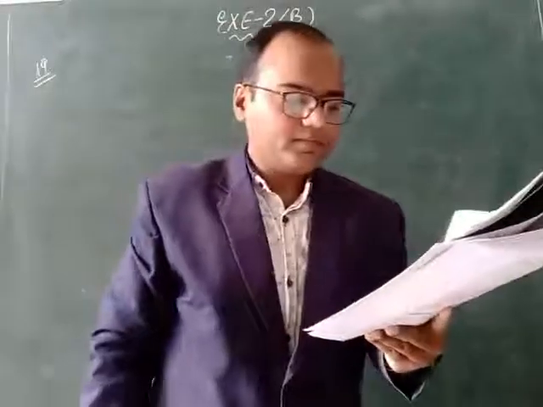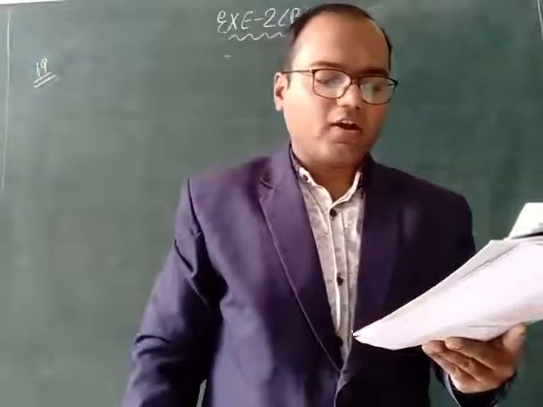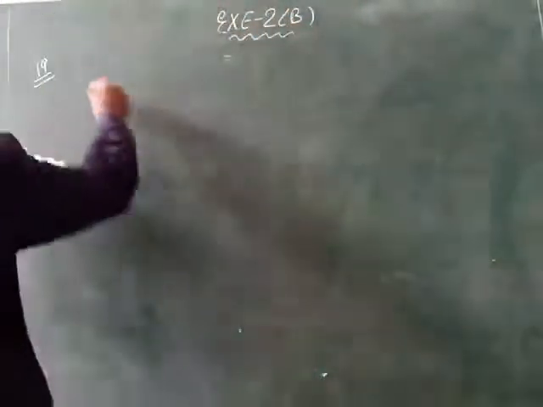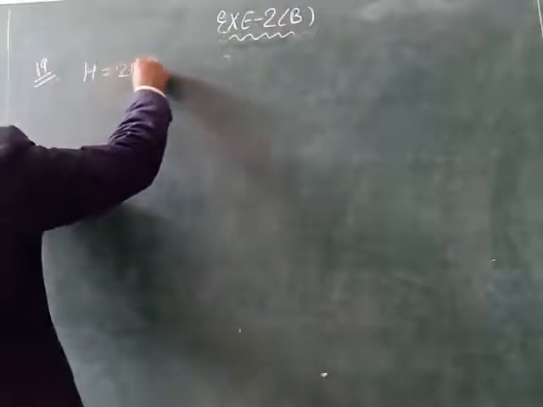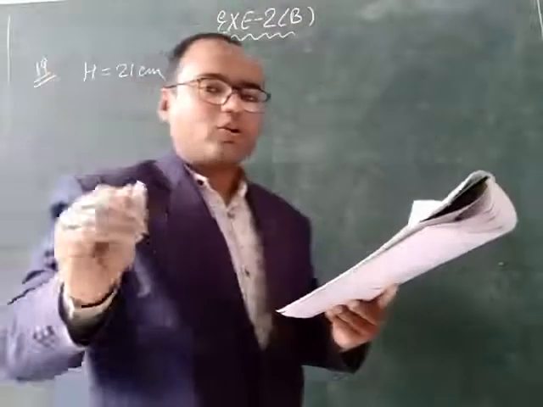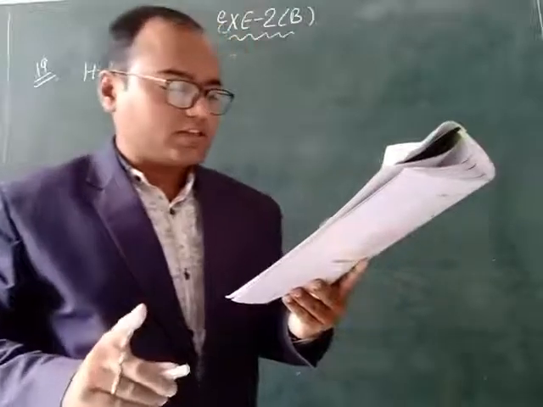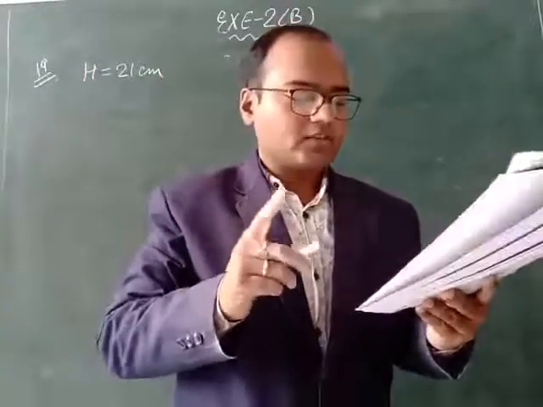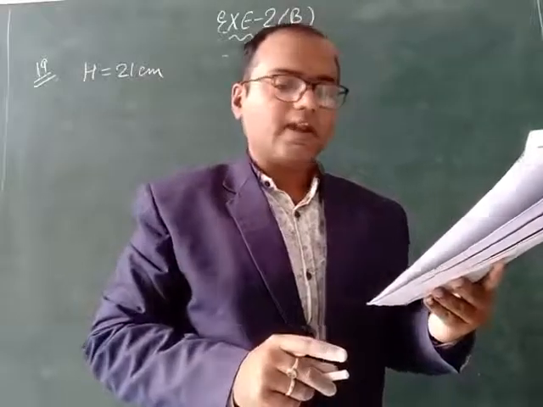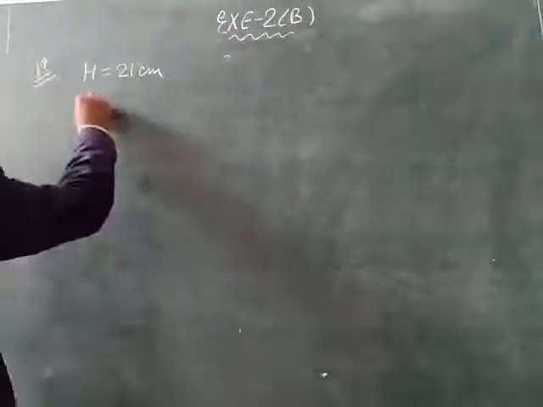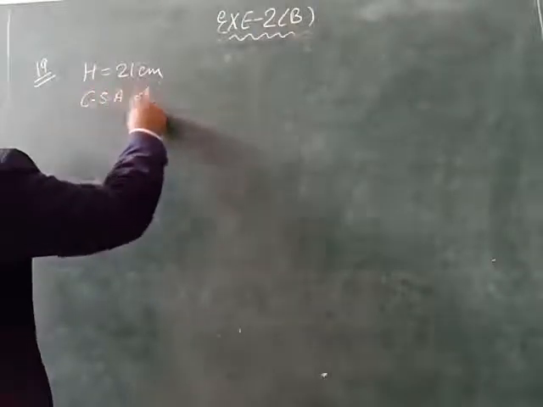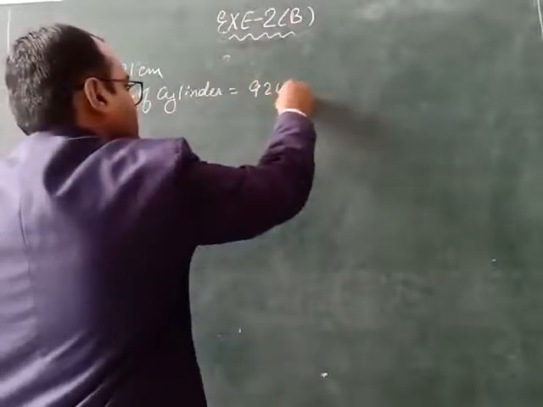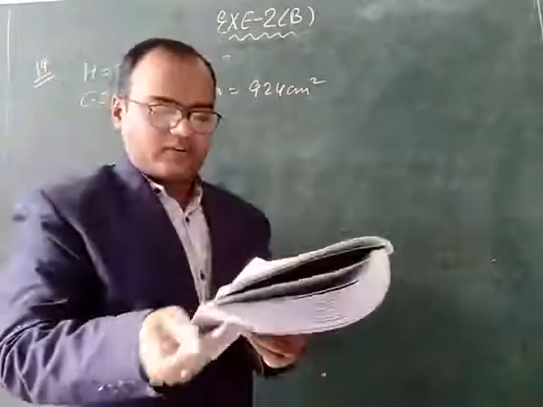Question number 19. The lateral surface area of a cylinder of height 21 centimeter is given. First of all we will write, height is 21 centimeter. Now the height part is over. In the question, it is given the lateral surface area. Lateral means curved surface area. So the curved surface area of the cylinder is given as 924 centimeter square.